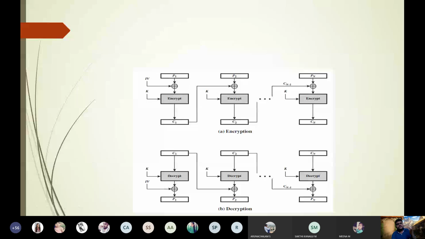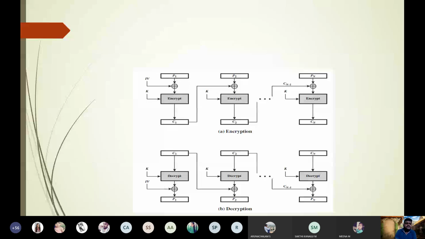The first output will be an input for the second one, so it works serially. After completing the first one, we go for the second one. After completing the second one, we go for the third one. So this is known as cipher blockchaining, and this is the difference between ECB and CBC. I think you got a clear idea, right?